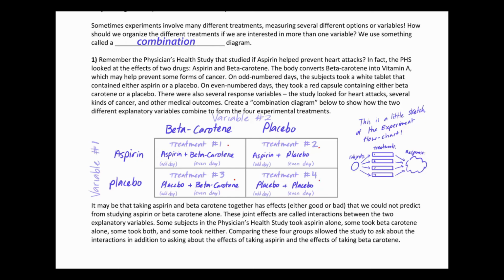So why do we do this? It's because maybe taking aspirin and beta-carotene together has an effect that just one or the other wouldn't have. And it could be a good effect or it could be a bad effect, okay? Just, is there a change caused by combining the two? And so we're able to study that a little bit better if we have a combination diagram, if we're combining 2 variables in this way. Hopefully that makes sense. We're going to try another question similar to this, and then we'll be done with this part of the video. Let's go ahead and flip to the next page.